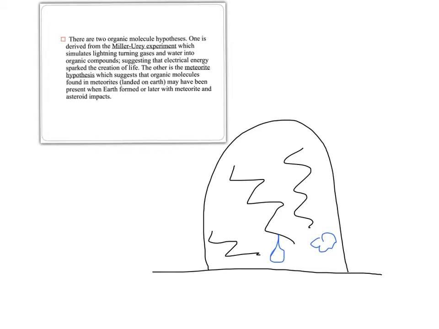The other one is the meteorite hypothesis. That's where a meteorite, a rock from space, basically, landed on Earth, and it probably had some kind of organic molecules inside of it, and those organic molecules eventually became life, people, animals.